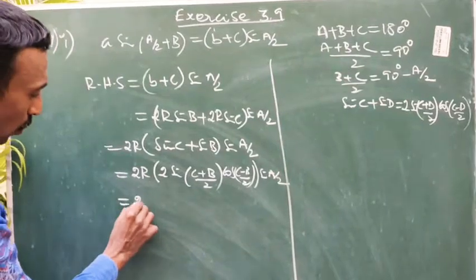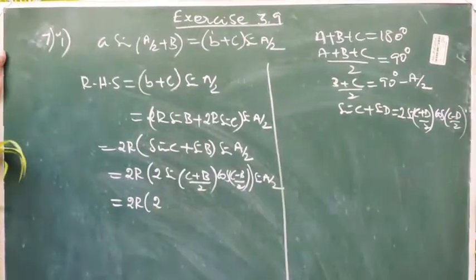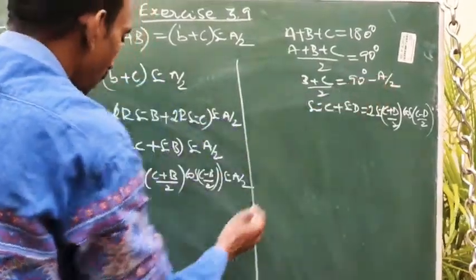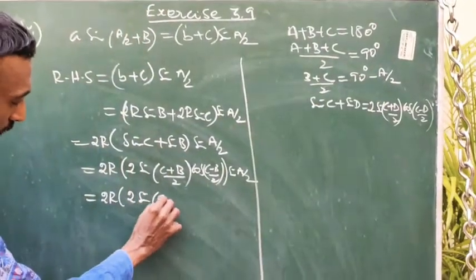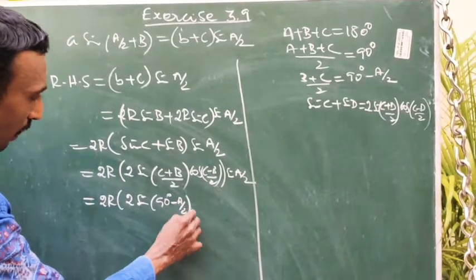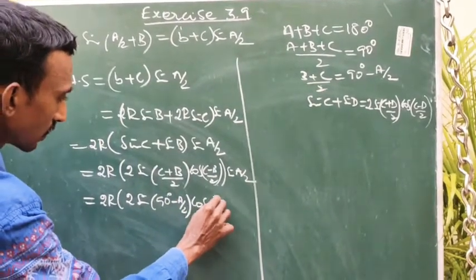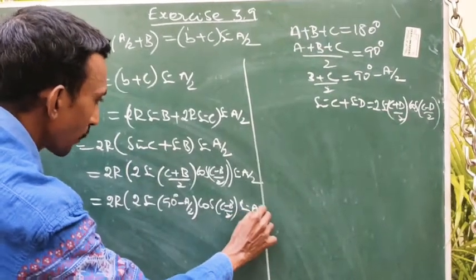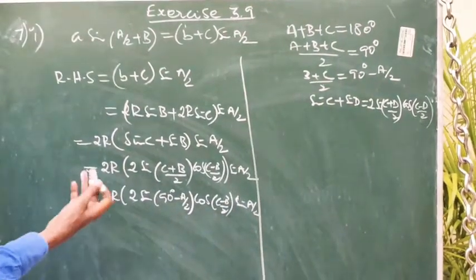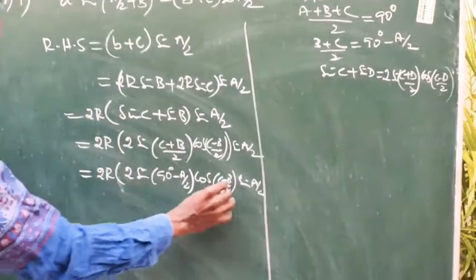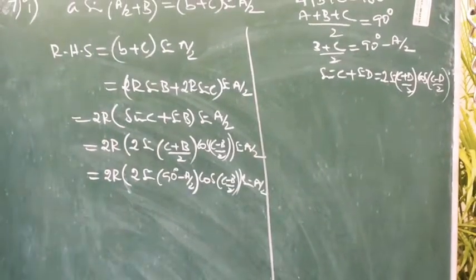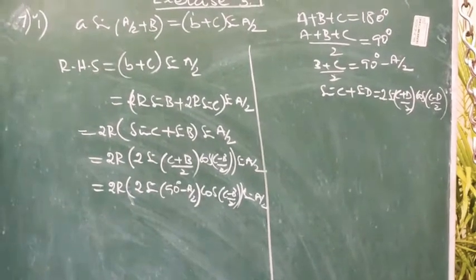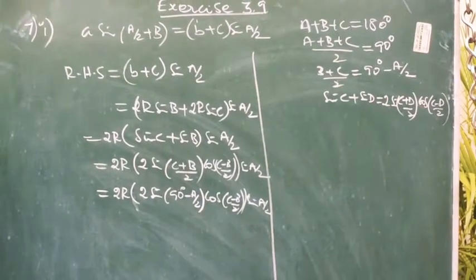So 2r into 2. Okay, look at here. B plus C by 2, or C plus B by 2, is 90 minus A by 2. So put it here: 90 minus A by 2, cos C minus B by 2, into sin A by 2. All are products, so I think no need to put the bracket, but anyway, keep it. So now again, what is sin 90 minus theta? Sin 90 minus theta is cos theta.